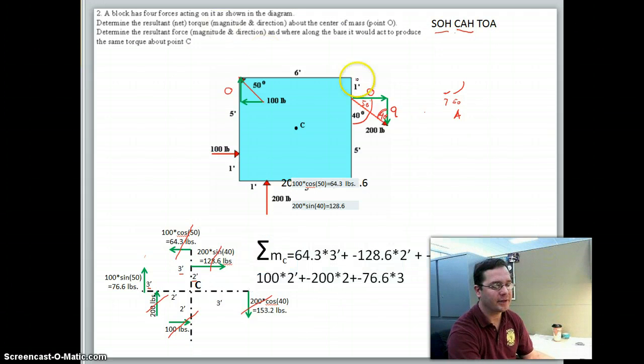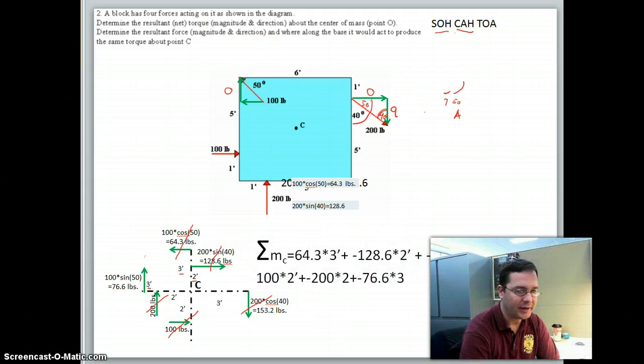So let's just draw that label in. That's the first part of the problem. Clockwise moment, 954 pound-feet.